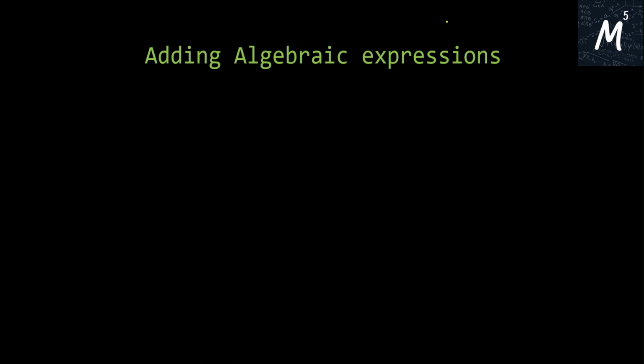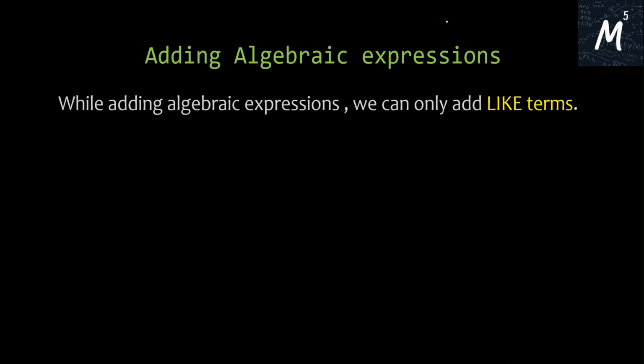In this video, I'm going to tell you how to add different algebraic expressions. While adding algebraic expressions, only like terms can be added. Like terms are those which have the same variable. The terms which have the same variable can be added. If there are unlike terms, we cannot add them. They can be left as they are.